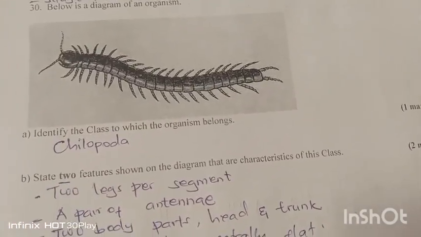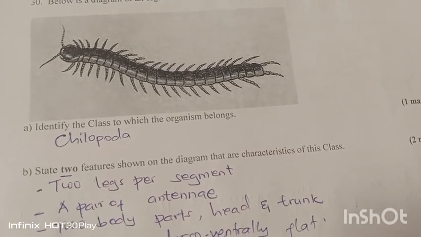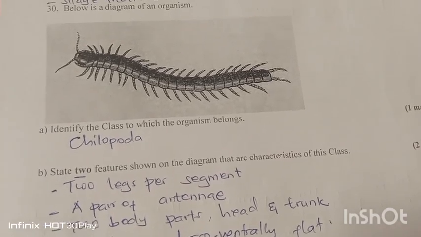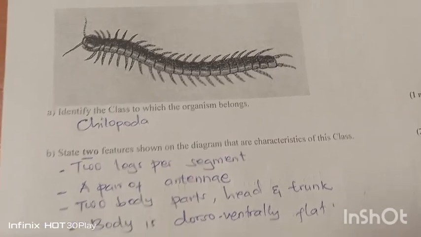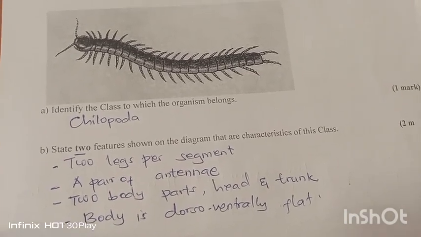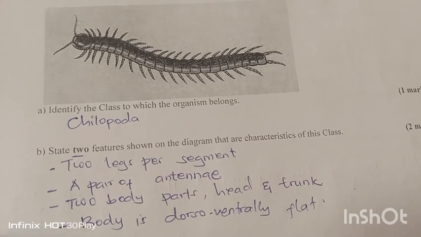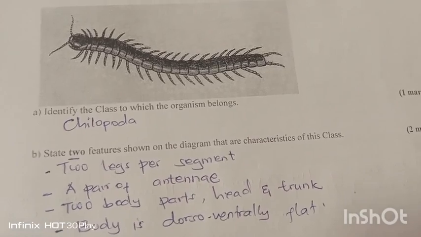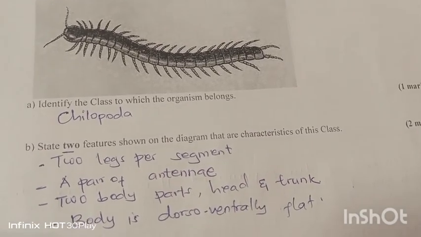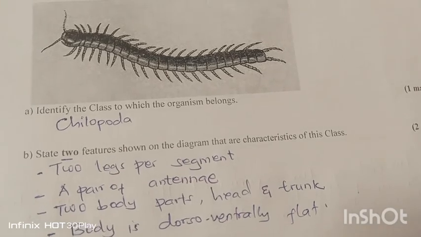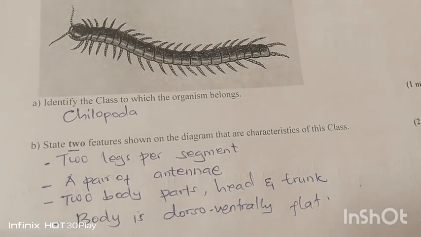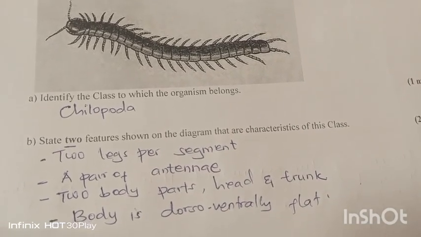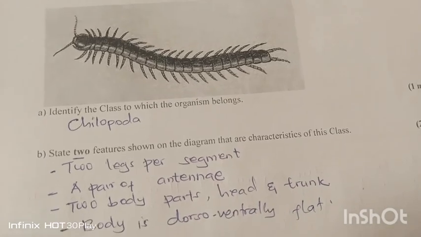Below is a diagram of an organism. Identify the class to which the organism belongs. That organism belongs to class Chilopoda. Features that it has: two legs per segment, or one pair of legs per segment. It has a pair of antennae which is visible. It has 2 body parts, the head and the trunk. Then the body is dorsoventrally flattened.